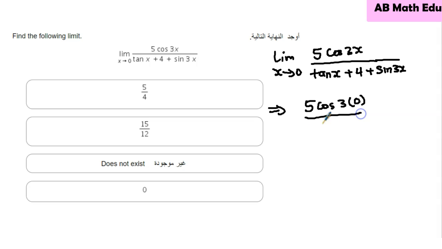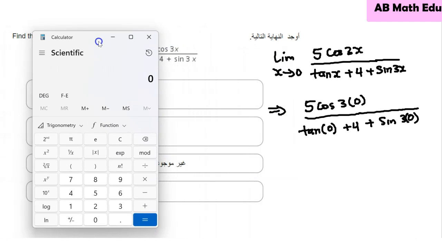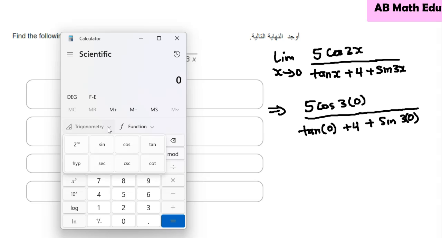So 5 cos 3 times 0, times tan 0 plus 4 plus sine 3 times 0. Right? So here they will give you a calculator, and you can use that calculator. Then you pick the sign. This one they will provide for you. It will pop up in the EmSAT when you're doing it, so you can use that.